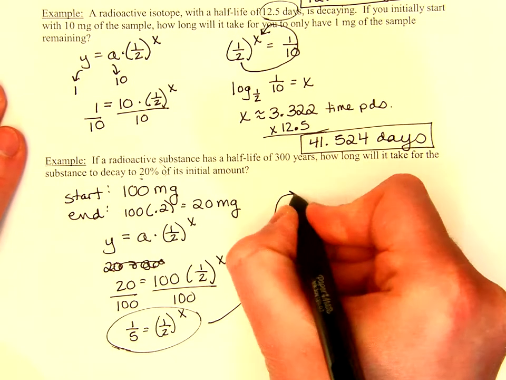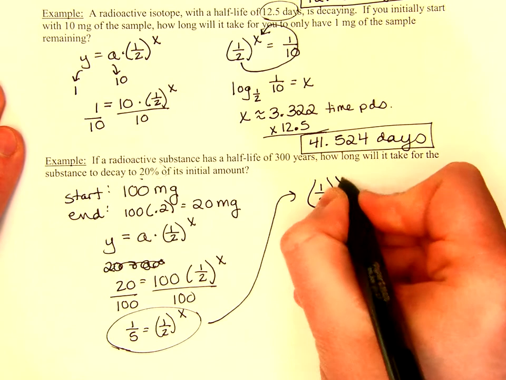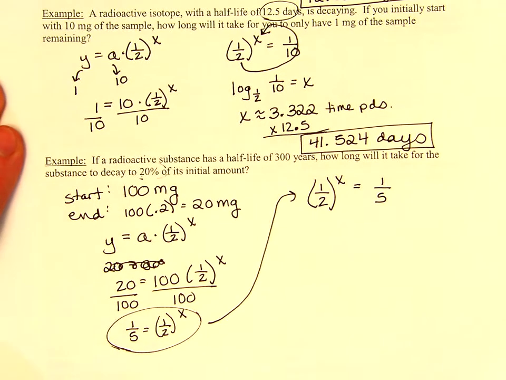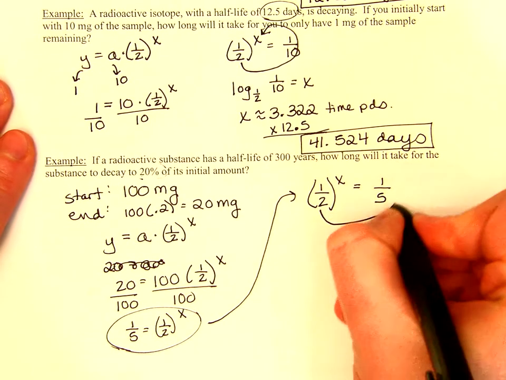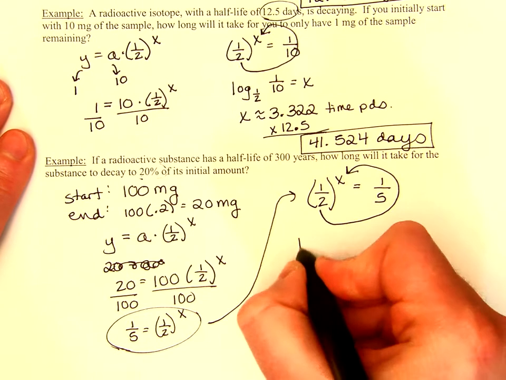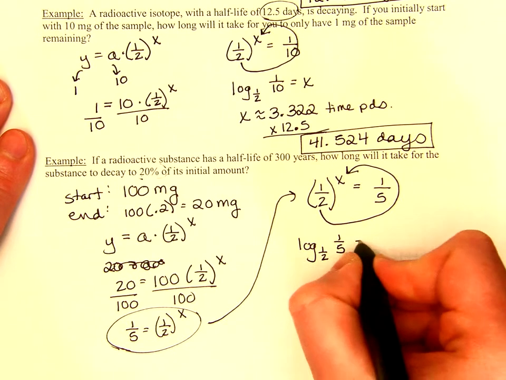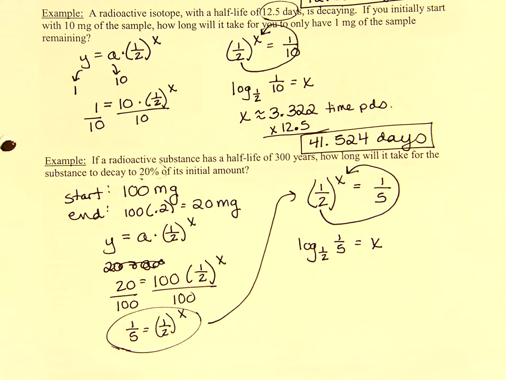I think it'll be easier to work with if I switch sides over here. So I'm going to say a half raised to the x equals 1/5. Convert this into log form. Log base a half of 1/5 equals x. Go to your calculator so you can use the change of base formula. Log of 1/5, close the parentheses, divided by log of 1/2.